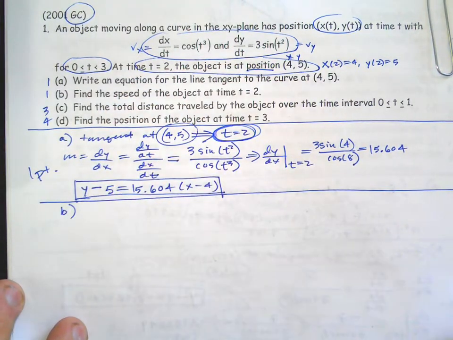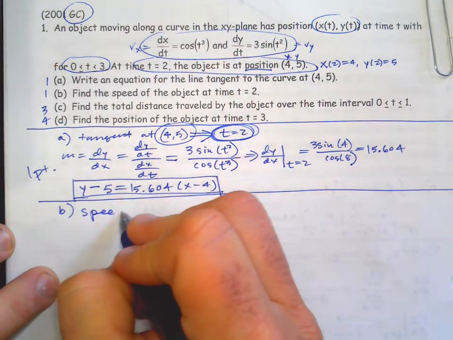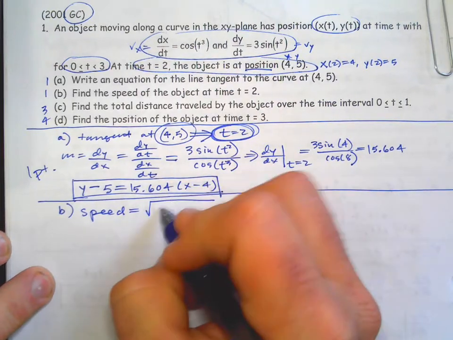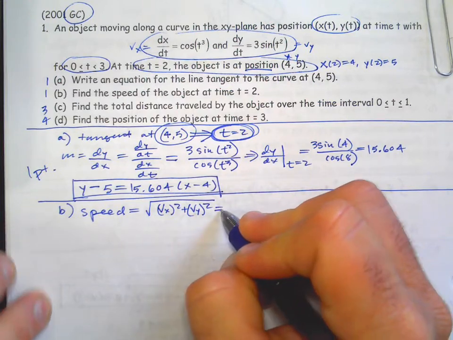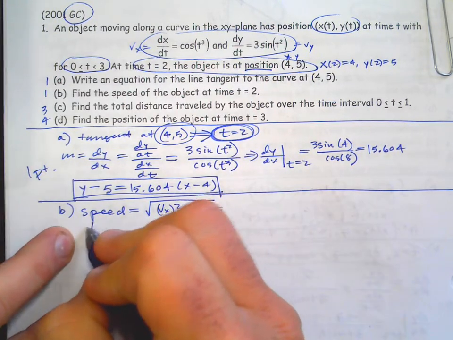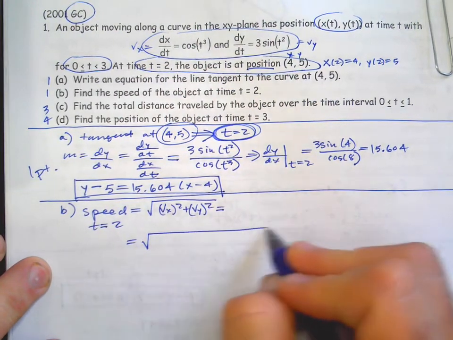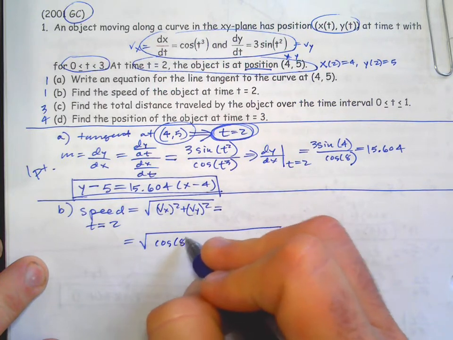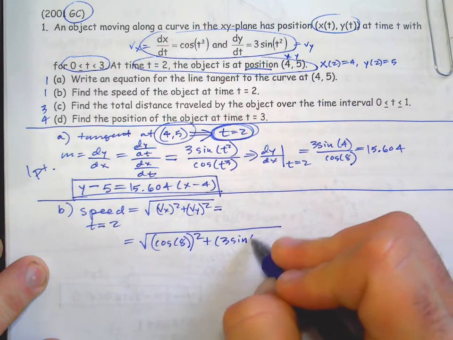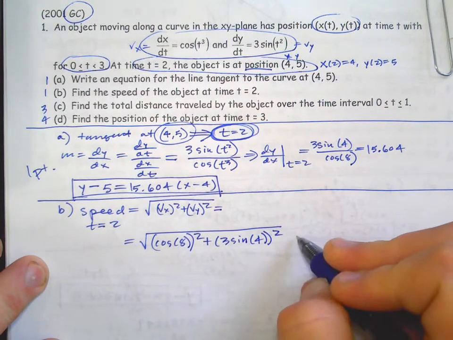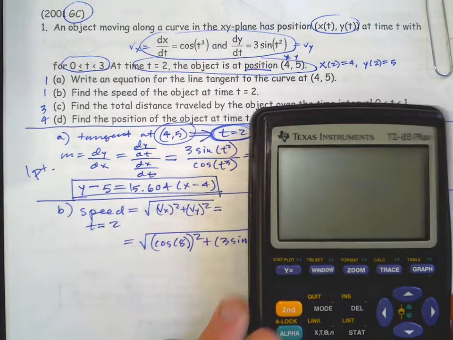Okay, part B says find the speed of the object. Speed should start to feel like easy questions. Speed is the square root of vx squared plus vy squared. So at time 2, speed is going to equal the square root of cosine 8 squared plus (3 sine 4) squared. I mean, I guess you could write that as your answer, or you could find it as a decimal.